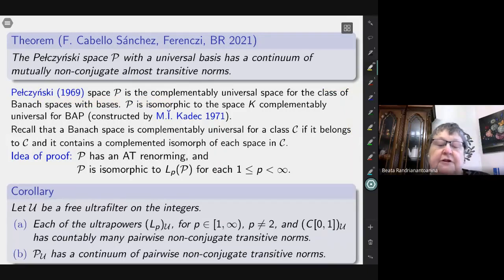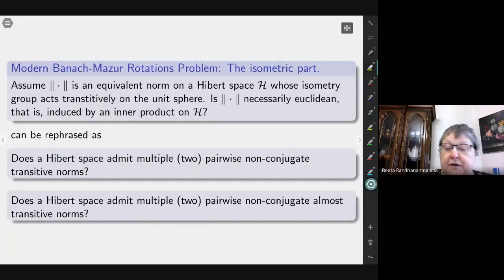I guess one could just, if you don't remember what it is, let's just say there exists a space which has a continuum of mutually non-conjugate, almost transitive norms. Then there is a trick with ultrapowers, right? If we take ultrapowers, we obtain transitive norms. So there exist non-separable Banach spaces which have a continuum of pairwise non-conjugate transitive norms. And the same also in LP, right? So this kind of makes sense.